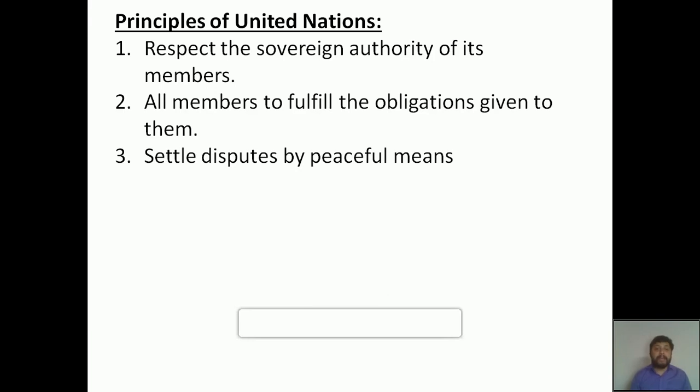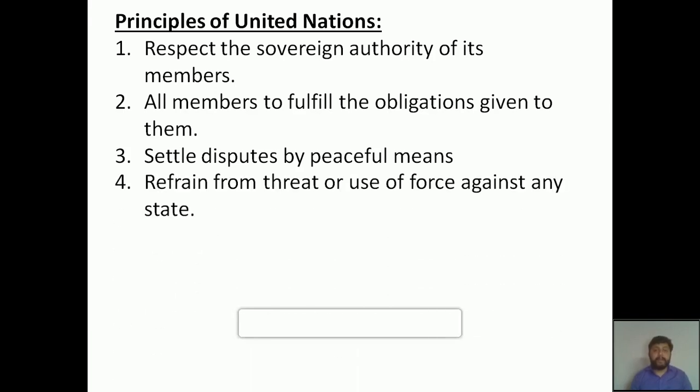Third one, settle disputes by peaceful means. According to United Nations, war is not a solution to all the problems or any of the problems. In order to solve a problem, war is not a solution. So settle problems by peaceful means, either by discussion or by some kinds of compensation or any other peaceful manners.